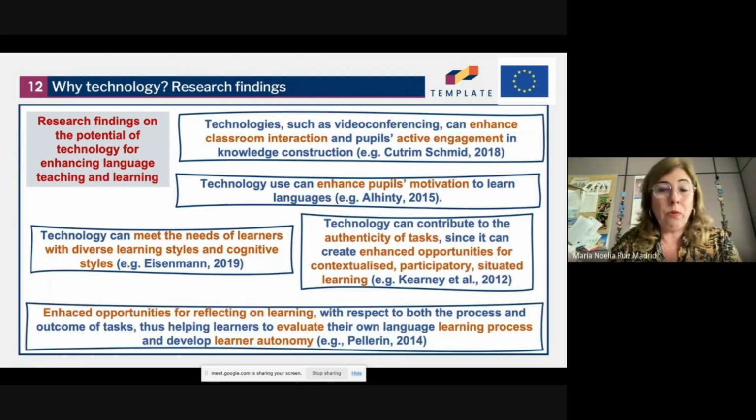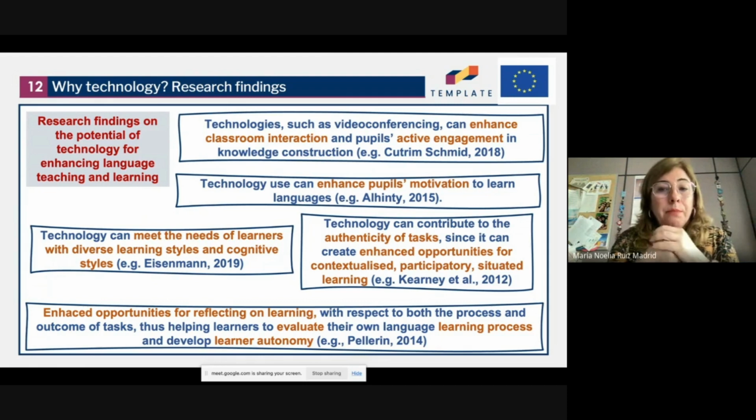So, technology and language, well, there are lots of references, studies, and research conducted that show the benefits of technology, and of this integration of technology for enhancing language learning pedagogical proposals.